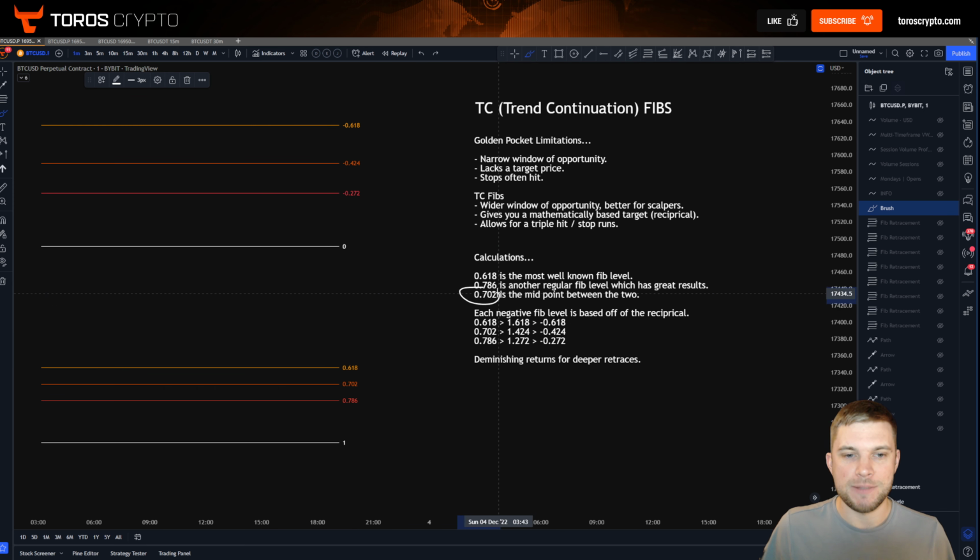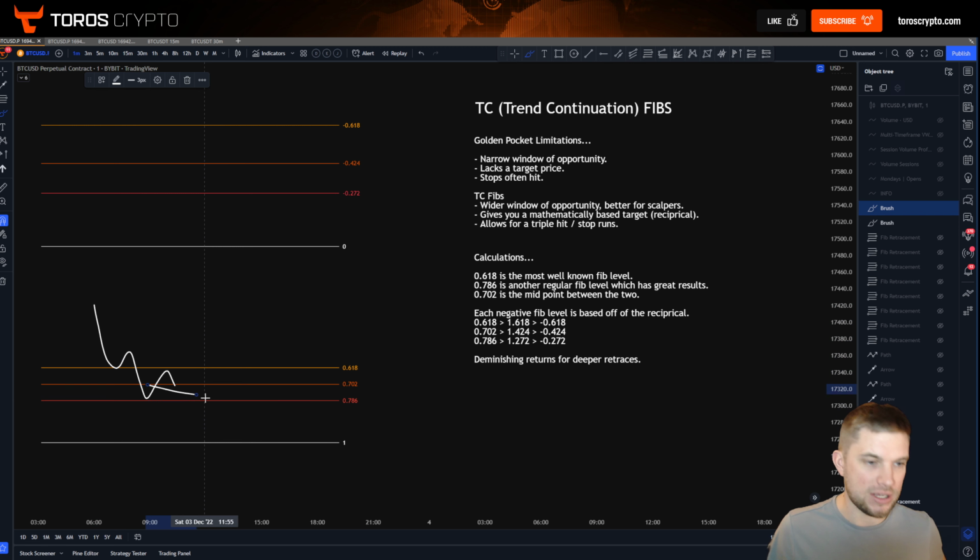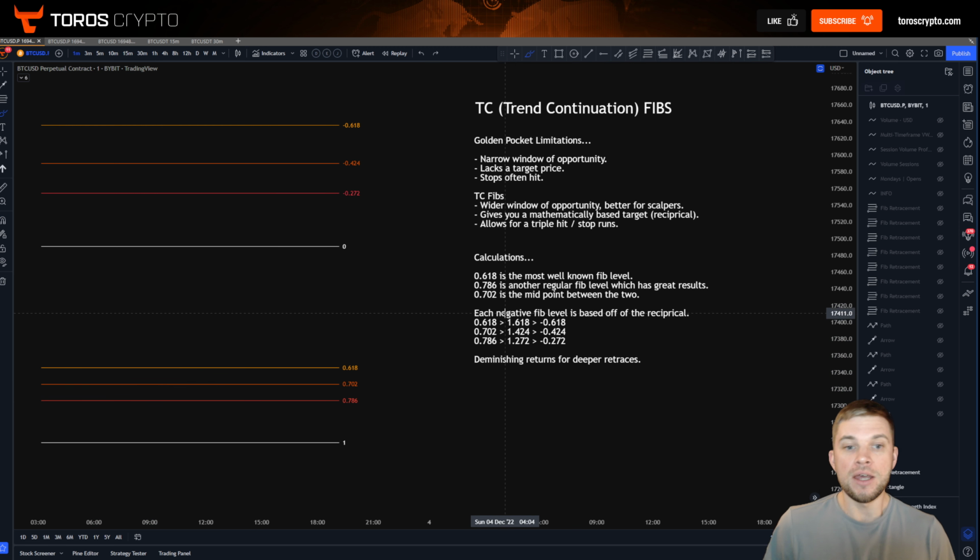And the 702, as I mentioned earlier, is the midpoint between these two. So if you split the difference between them, your 702 lies right in the middle, so it's a nice little midpoint. If you're looking at this like an order block or something like that, you're looking at that midpoint as being a really good little entry.